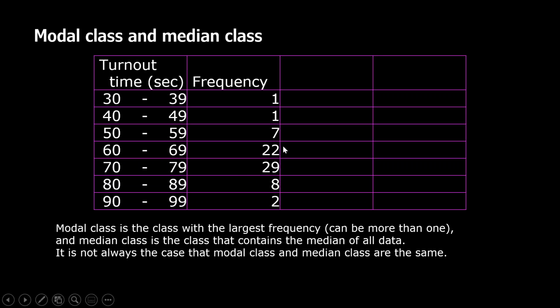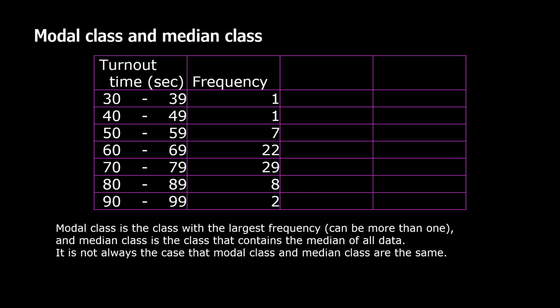Don't you agree? Yeah. So again, 70 through 79 will be the modal class, and it will also be the median class. So this is both the modal class and the median class. For this data, it's true that those two are the same, but it's not always true that the median class and modal class are the same.